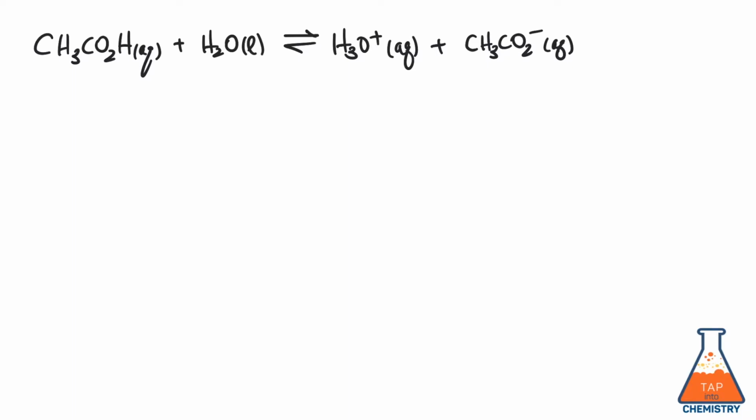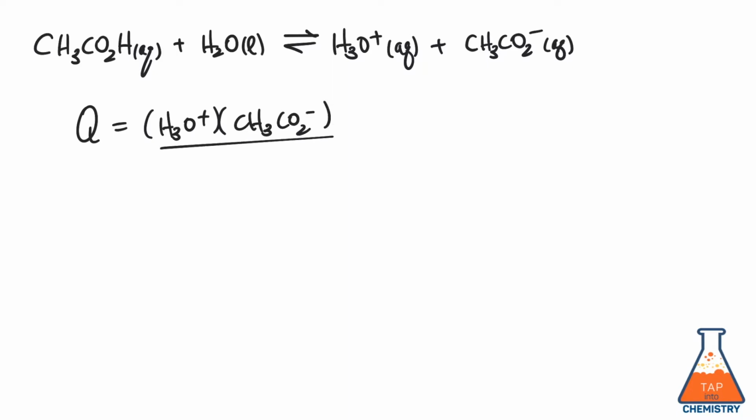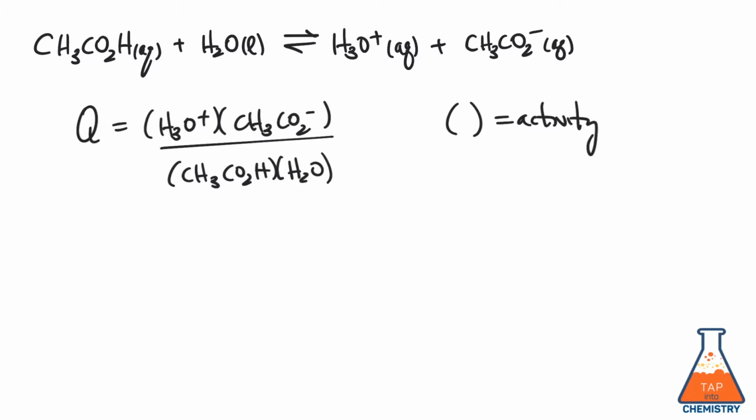We use equilibrium constant expressions, Q, in order to assess the state of the equilibrium. We write the equilibrium constant expression in terms of the activities of the products raised to their stoichiometric coefficients divided by the activities of the reactants. Here we use the parentheses as a way of writing activity.